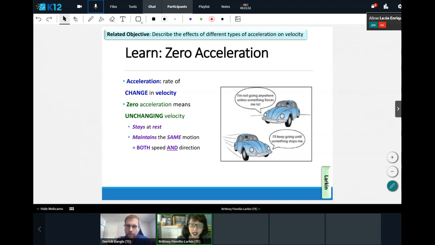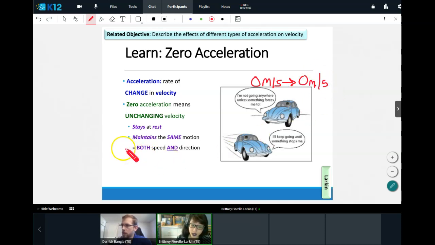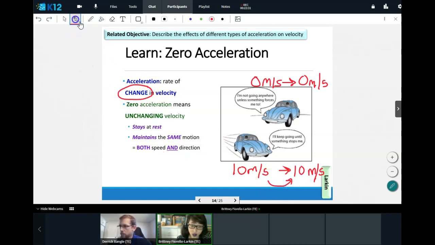So yes, this could mean that you're not moving, that you're at rest, and you're staying at rest, right? You're going from 0 meters per second to 0 meters per second. That's pretty obviously zero acceleration. But what's also zero acceleration is if you just maintain the same exact motion. So take a look down here. Imagine this car is moving at 10 meters per second and stays at 10 meters per second. This would also be zero acceleration because your speed and your direction are staying the same. Again, it's only if there's a change, and this right here is not a change, so there's zero acceleration.